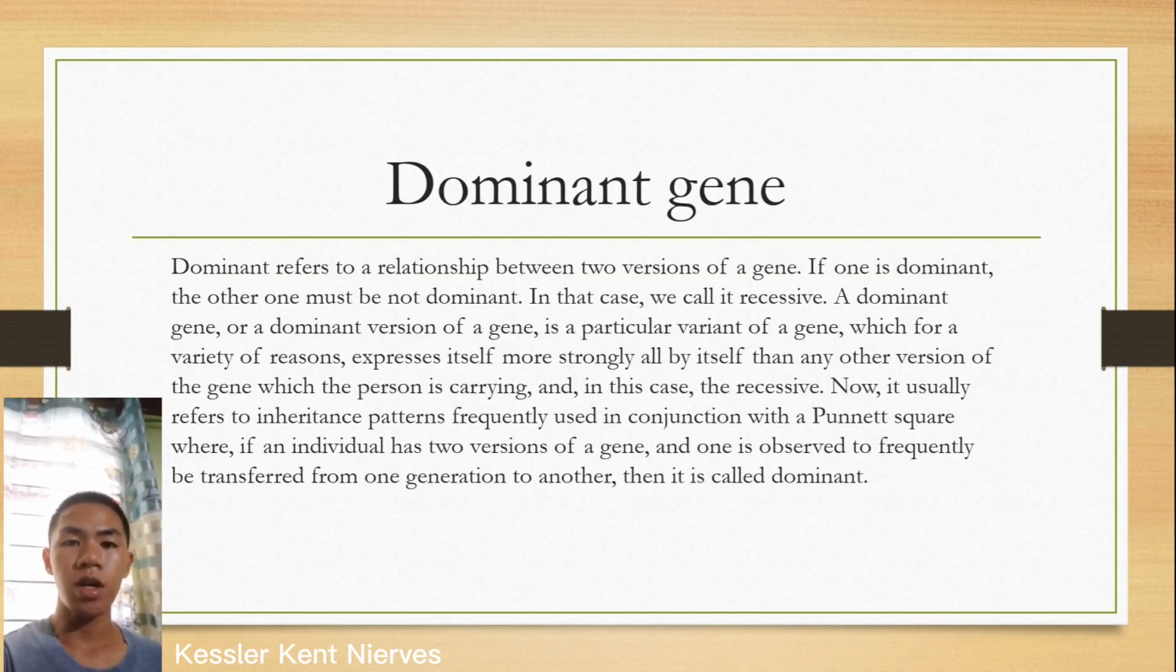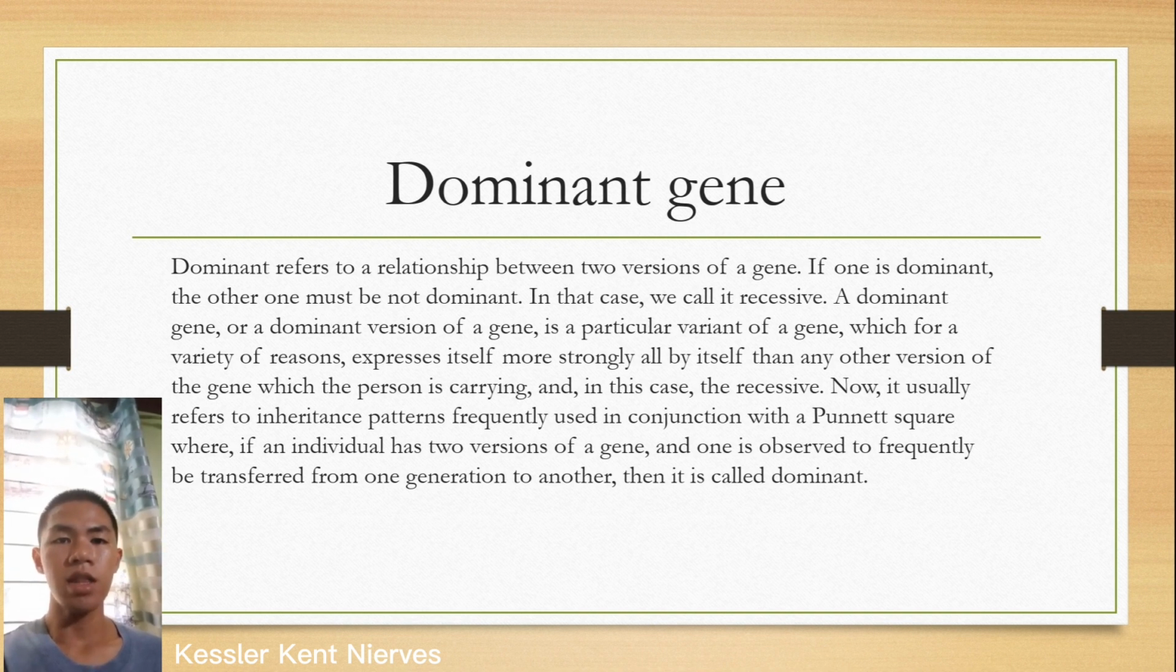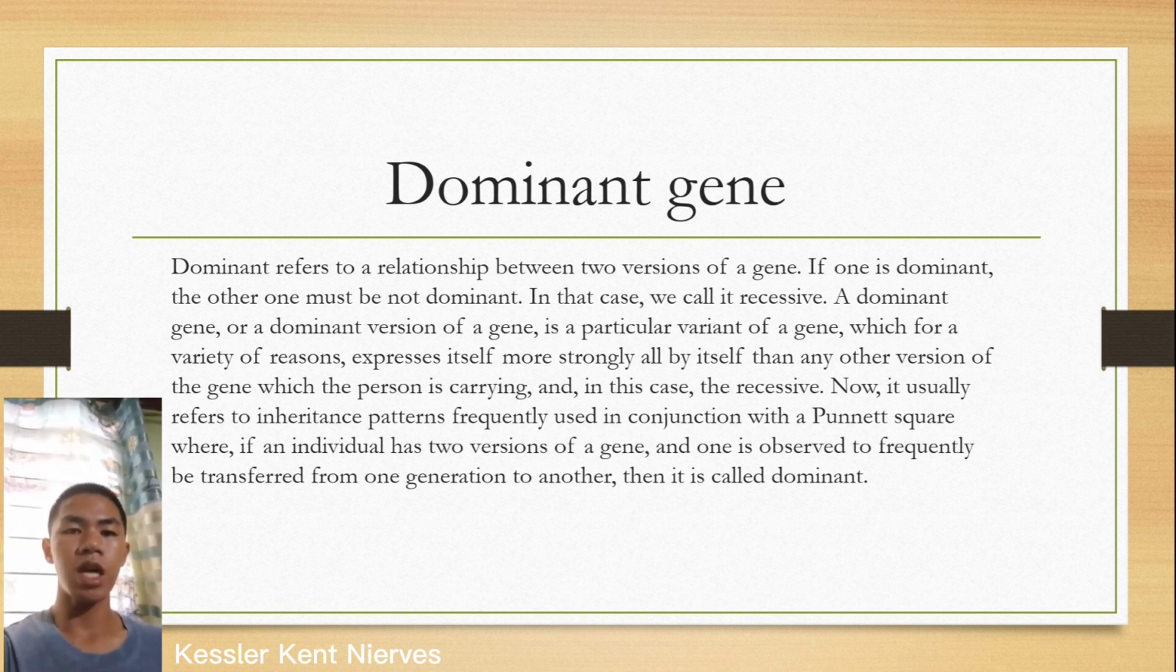Dominant refers to a relationship between two versions of a gene. If one is dominant, the other one must not be dominant. In that case, we call it recessive. A dominant gene, or a dominant version of a gene, is a particular variant of a gene which, for a variety of reasons, expresses itself more strongly all by itself than any other version of the gene which the person is carrying, and in this case, the recessive.